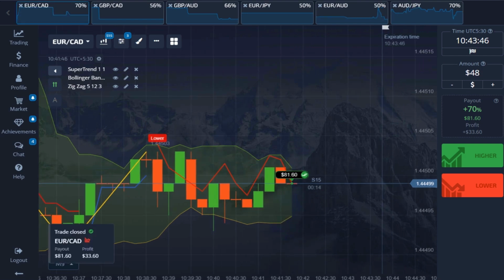We've won this trade, and it's time to move forward. Now, let's move on and find the last trade setup of today's session. Stay tuned, we're not done yet.